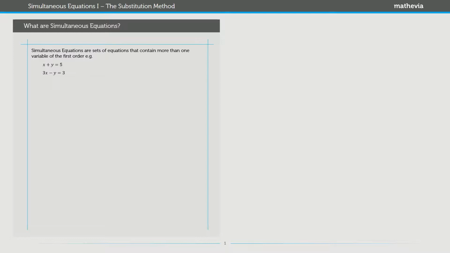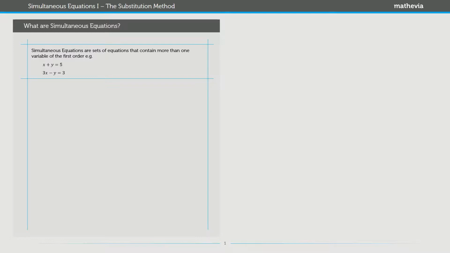If you notice, we have two variables at play at the moment. We have x and y in the first equation and x and y in the second equation as well, and the variables are usually of the first order, so you have them just as x's and y's. When you have a variable of the second order, you have it as x squared or y squared, but that's by the way. So this is a set of simultaneous equations. We have x plus y equals 5 and 3x minus y equals 3.